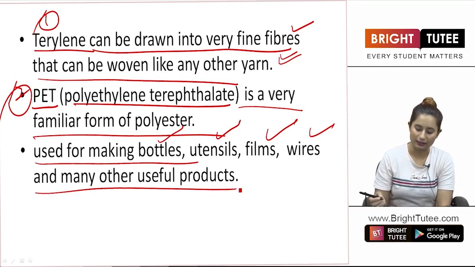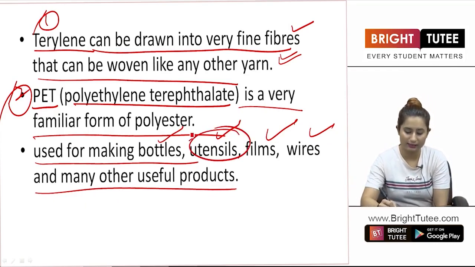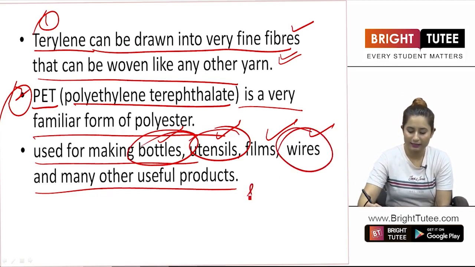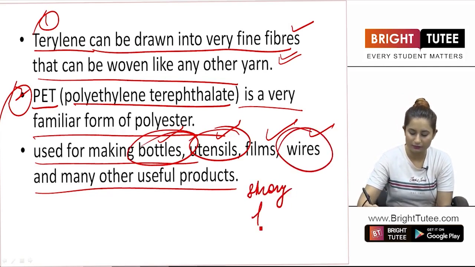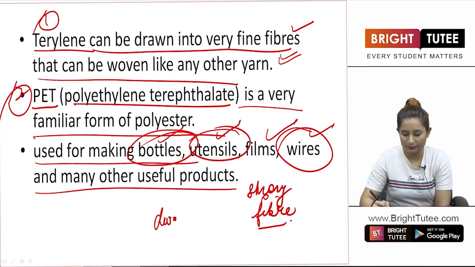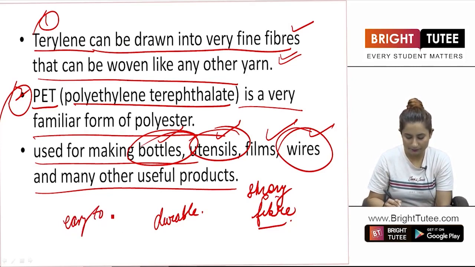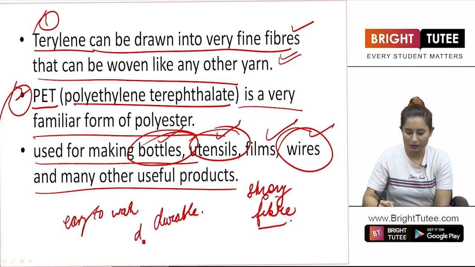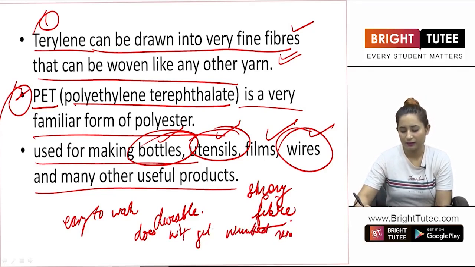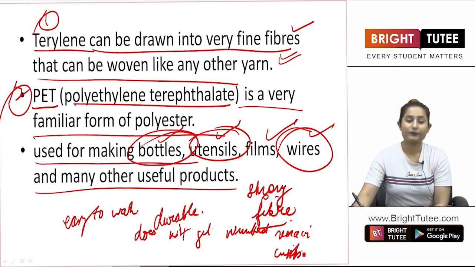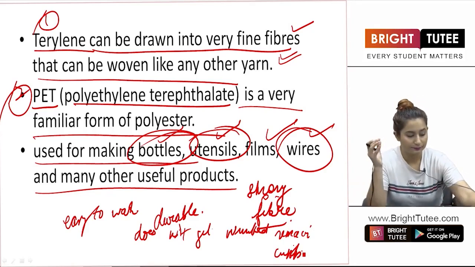So, what do you understand? As we are making utensils and bottles as well as wires, it is a strong fiber. It is a durable fiber. It is easy to wash. It does not get wrinkled. And it remains crisp. These are the advantages of a polyester fiber, right, students?